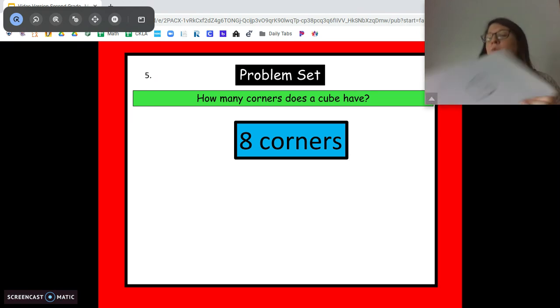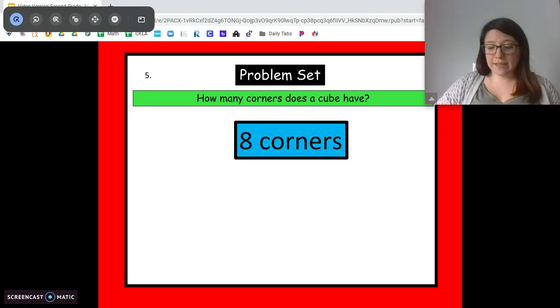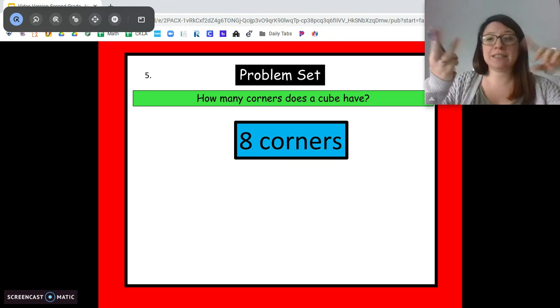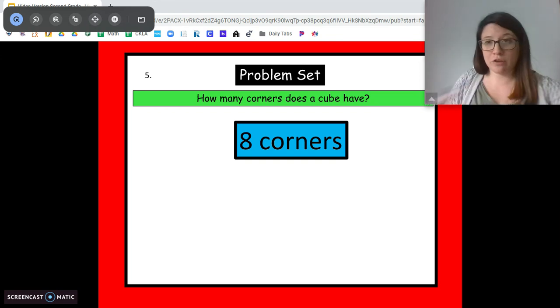Very, very good. So when you are doing your exit ticket today, when you're doing your problem set today, I want you to practice drawing cubes, and then I also want you to practice identifying the corners, the faces, and the edges on your cubes that you're drawing.